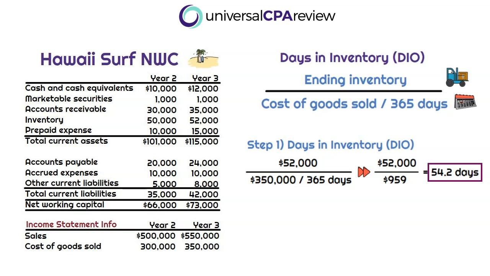So there's two ways we can look at this. It's either it takes us 54.2 days to purchase, manufacture, distribute, and sell inventory, or we have 54.2 days worth of inventory left on our balance sheet at the end of year 3, right? So both of those are ways we can interpret it. And for a company, they want this ratio to be as low as possible because it means they can do all of that purchasing, manufacturing, and distributing of inventory and then sell it in a short period of time.